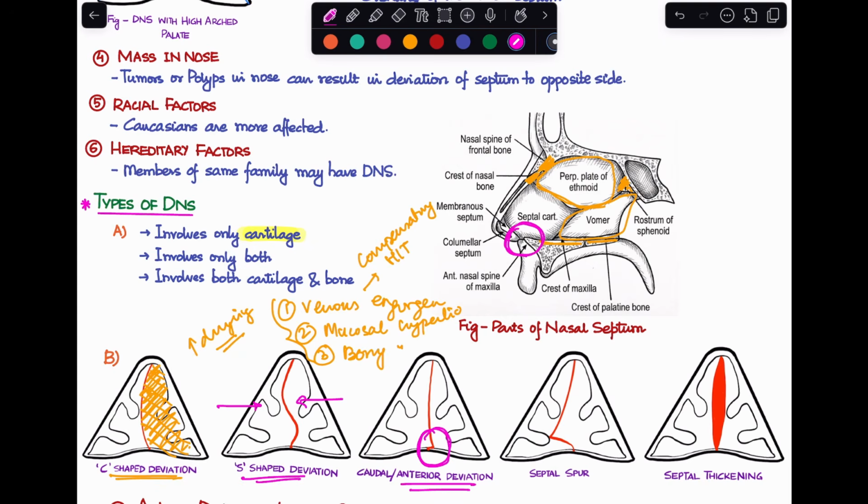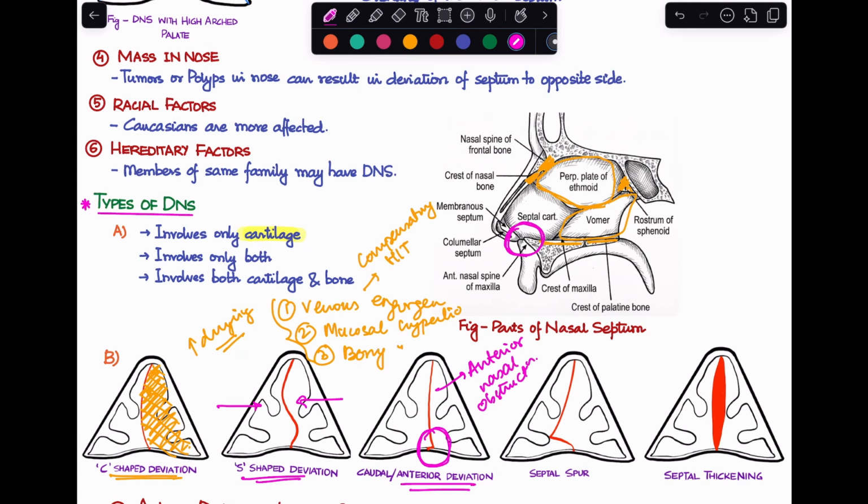When the septal cartilage in this caudal end gets displaced from its normal position into one of the nasal cavities, this leads to the formation of a caudal septal dislocation or an anterior dislocation. And as a result of this, the primary problem that this person will face is an anterior nasal obstruction.